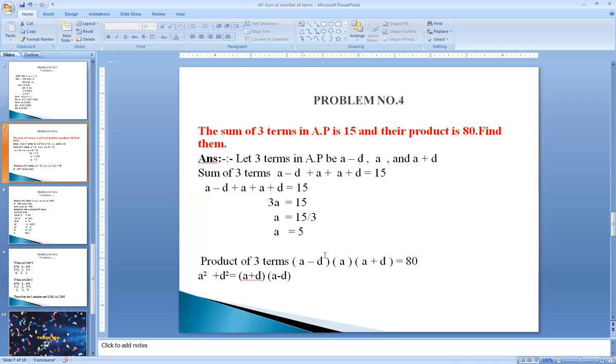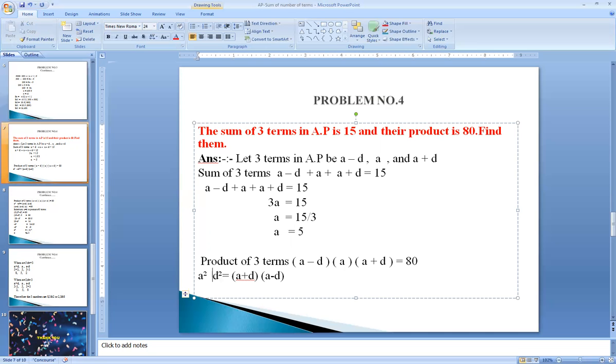Again, product means multiplication. (a minus b) into a into (a plus b) equals 80. That is the product. So here, we are substituting the value of a, that is 5, in the product of three terms. Now we can see a minus b and a plus b. How can we write it in the formula? It is a square minus b square. So a square minus b square is nothing but (a plus b) and (a minus b).